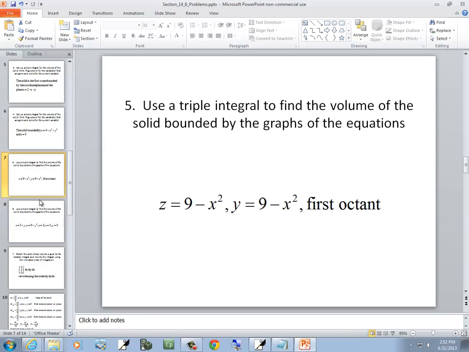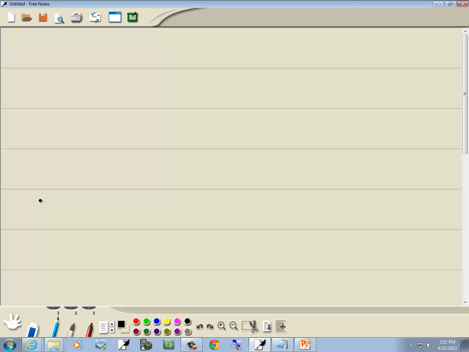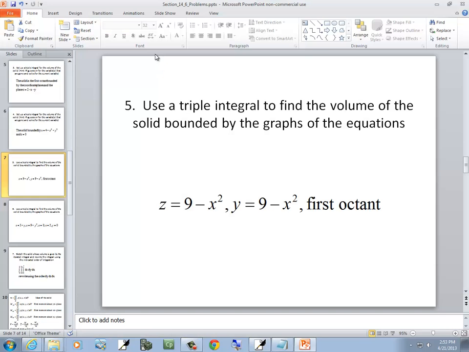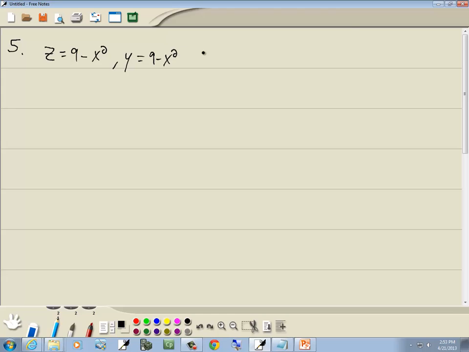This one says use a triple integral to find a volume. So I guess they want us to go through and solve this one, not just do the setup. Okay, so bounded by z is equal to 9 minus x squared, y is equal to 9 minus x squared, first octant. First octant, everything's positive, and it starts at x equals 0, y equals 0, and z is equal to 0. So that's going to help us in our setup.